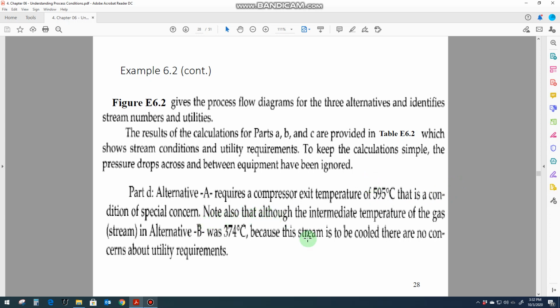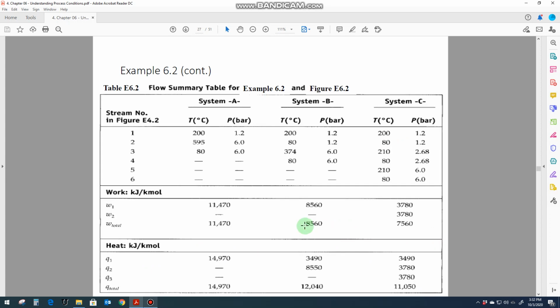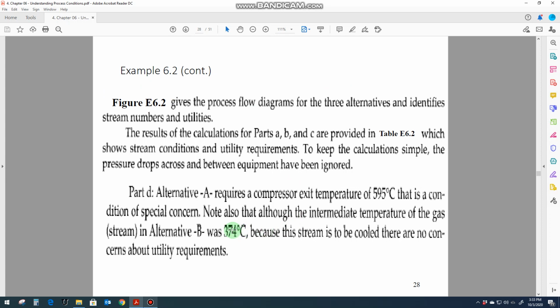Note also that although the intermediate temperature of the gas stream in alternative B was 374, because this stream is to be cooled, there is no concern about the utility requirement. Obviously, in case B, if you look at the temperature we get here, 374, because of the intercooling before the compressor, you are getting closer to the temperature range of 260 degrees centigrade. This temperature is high, but it is not a condition of special concern in terms of utility requirement.